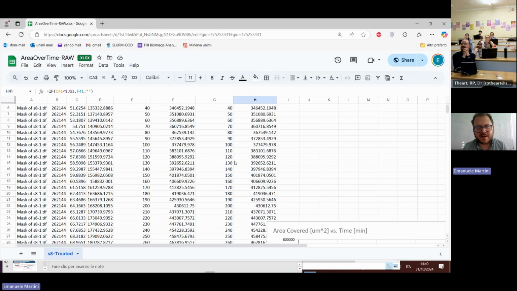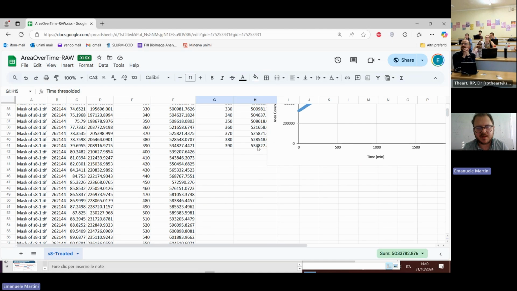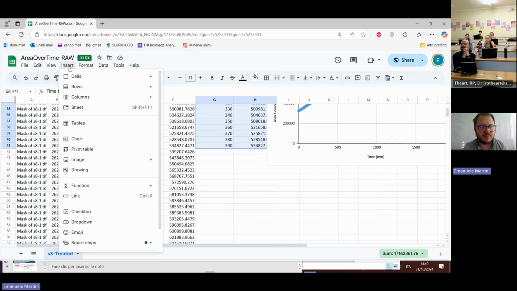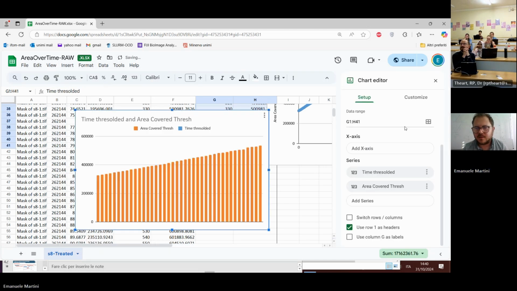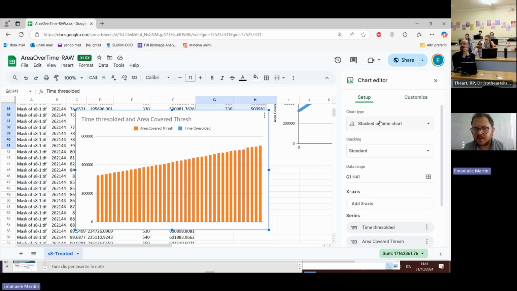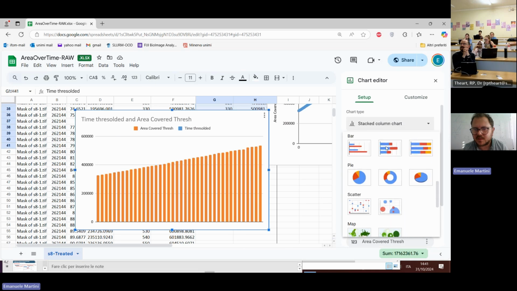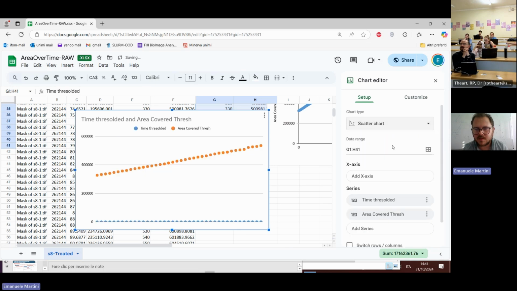So now you can select all these points, and then you can do the same things you have done before. So insert chart, go for scatter. I hope it works because I have some issues sometimes with them, but this is like scatter.